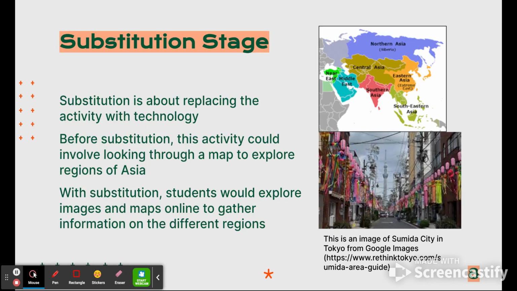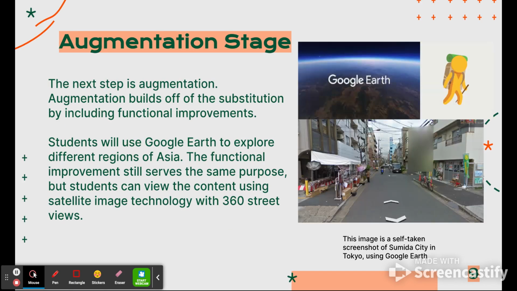We'll start with the substitution stage, where the activity's resources are replaced with technology, but with no functional change yet. For example, students could look at maps in a book, but then substitute that with a laptop or a computer to collect data online. They might come across images such as the ones here that are static.